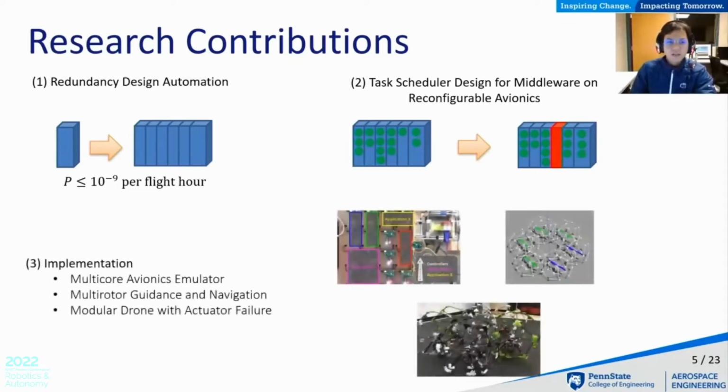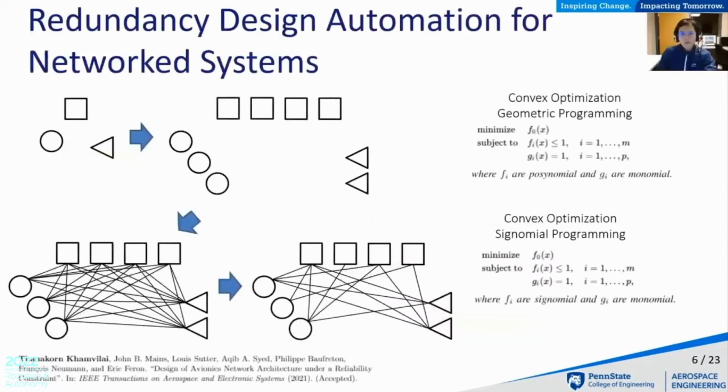And lastly, these techniques are implemented in three different aerospace applications, which are a multicore avionics emulator, a multi-rotor guidance and navigation system, and modular drones with actuator failure. Let's start with the first contribution.